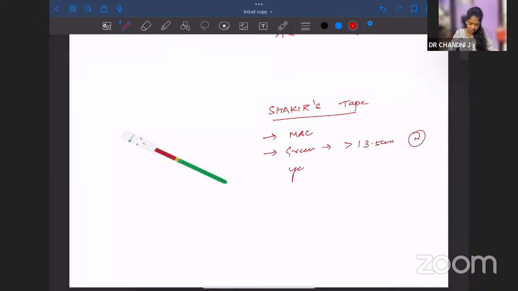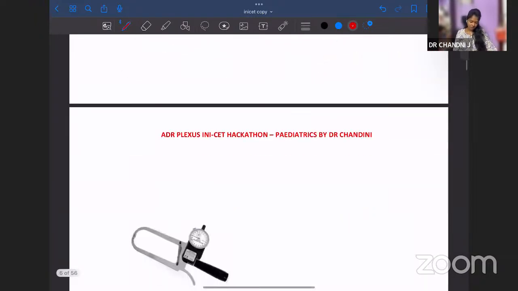If it is in the yellow zone, it means it is around 11.5 to 12.5. It means it is moderate malnutrition. Whereas in the red zone, it means it is less than 11.5 centimeters and it is severe malnutrition. Okay. So green, yellow, red, normal, moderate and severe malnutrition. This you should know. This is used for measuring midarm circumference. Clear? Okay. The next instrument.